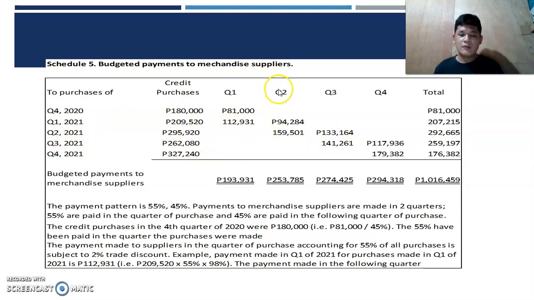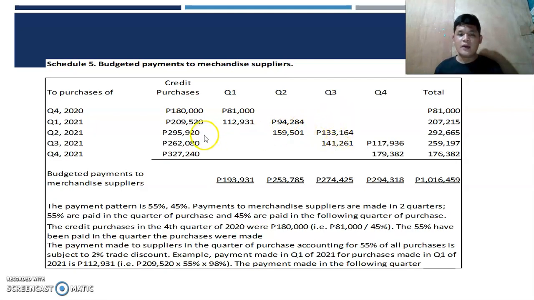So, ganun din class dito sa quarter 2. Sa quarter 2, 'di ba, dito ka nag-purchase. So, 295,920 yung purchases natin, i-multiply mo ng 55%. So, supposed to be 162,756 ito, 'di ba? So, since yung kumpanya is nag-avail ng 2% trade discount, 162,756 bawasan mo pa ng 2%. So, shortcut, i-multiply mo na lang kaagad ng 98%. So, kaya nakuha natin itong 159,501.